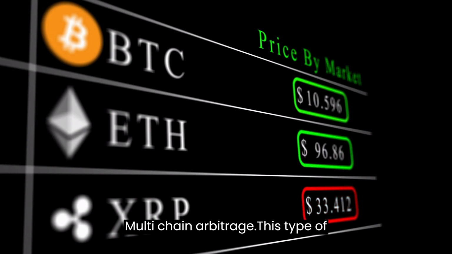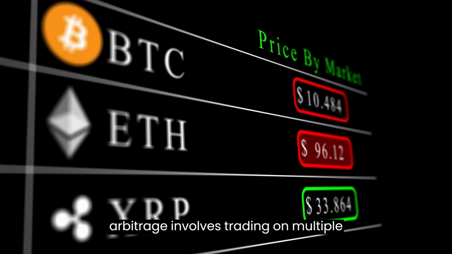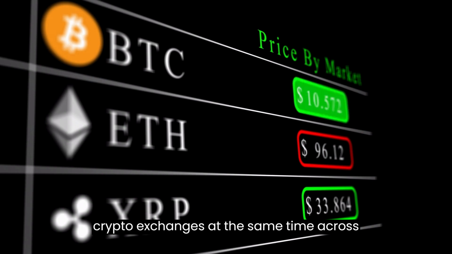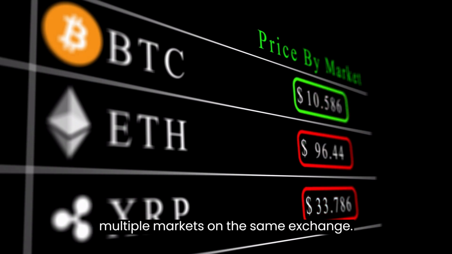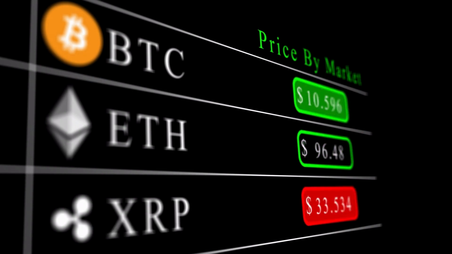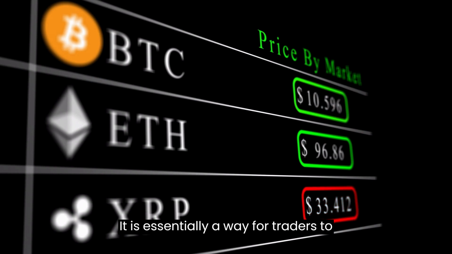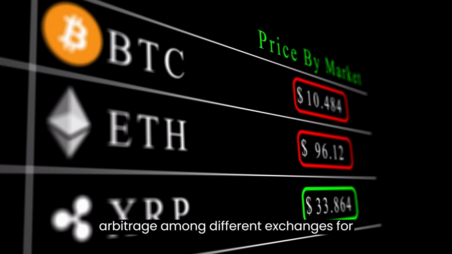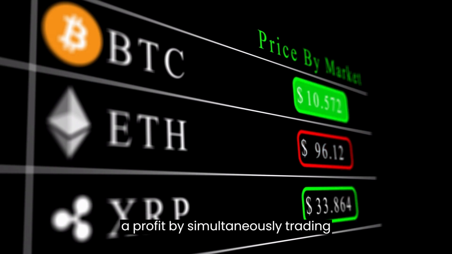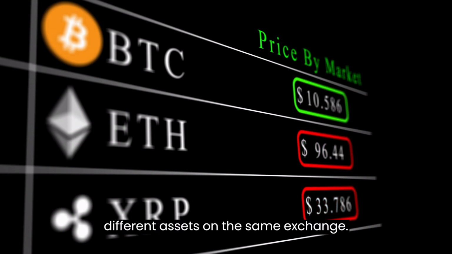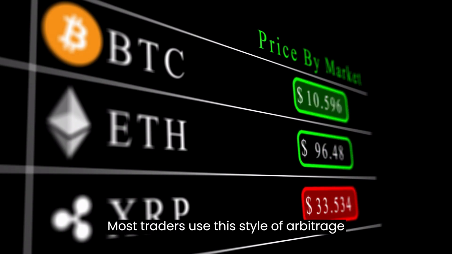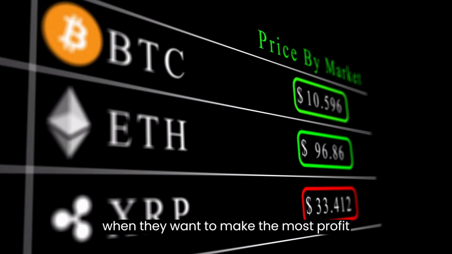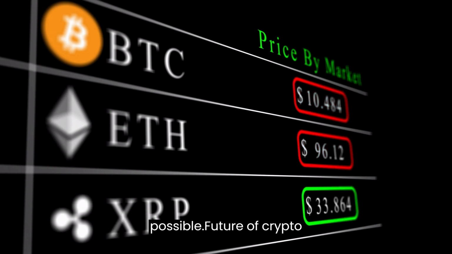Multi-chain arbitrage. This type of arbitrage involves trading on multiple crypto exchanges at the same time across multiple markets on the same exchange. It is essentially a way for traders to arbitrage among different exchanges for a profit by simultaneously trading different assets on the same exchange. Most traders use this style of arbitrage when they want to make the most profit possible.